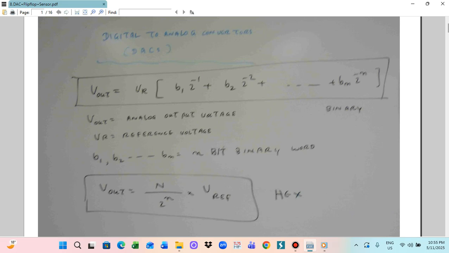We can also write the equation as VR is equal to N divided by 2 power N, multiplied with the V reference. So equation 2 represents VR equal to N divided by 2 power N multiplied with the V reference. This is the formula for digital to analog conversion. Okay, let's see one problem.